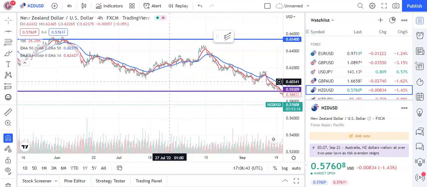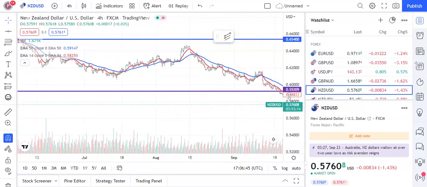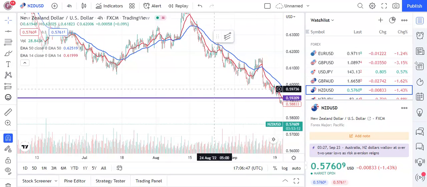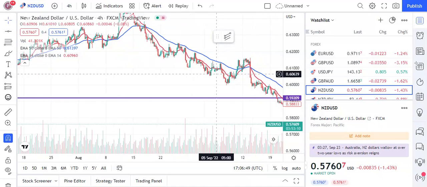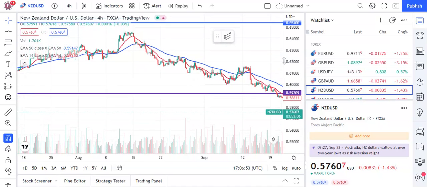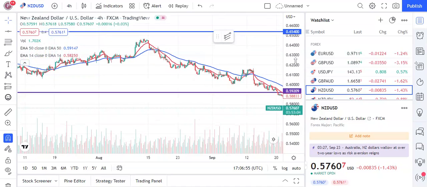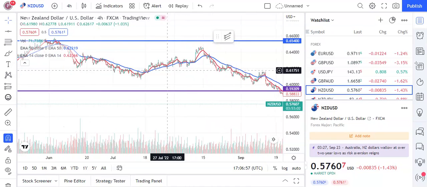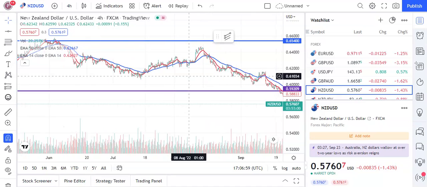Do I need to draw any other line here? Am I seeing anything here? No, I'm not seeing anything here. So I'm going to leave it as it is. So this is a very strong area of support and resistance line that I've drawn. It is very simple. I made it very simple, very easy. You don't need to drag yourself or disturb yourself much.